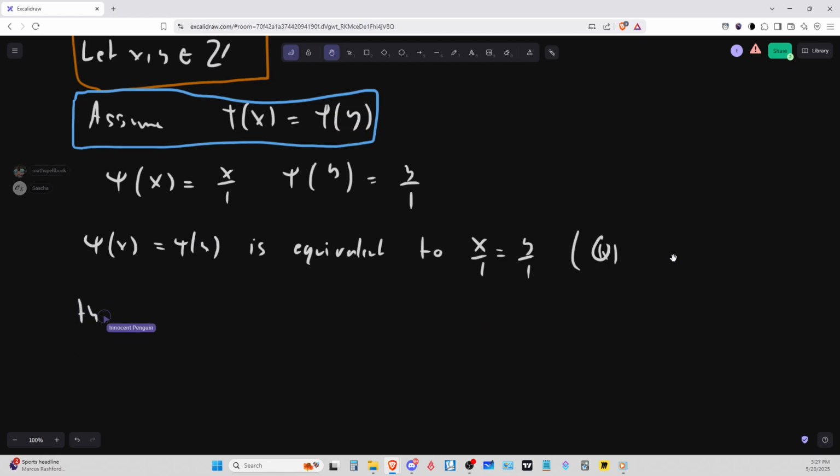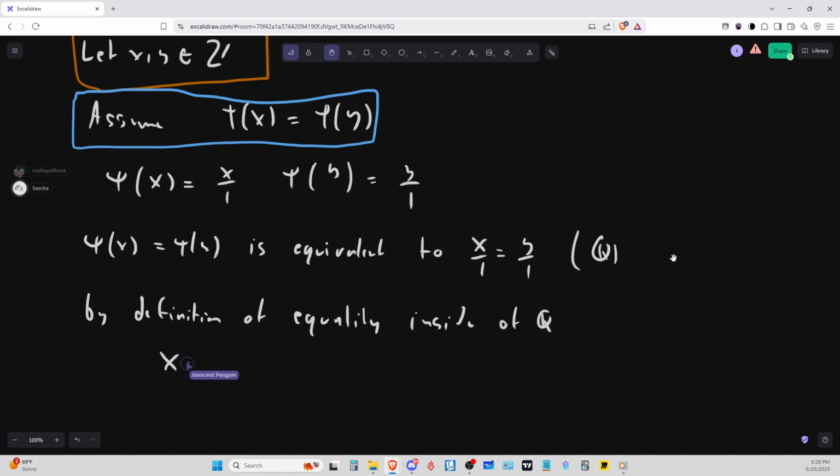So maybe we can write something like that. By definition of equality inside of Q, it means that x times 1 is equal to y. What does it say after equality? Inside of Q. Basically what we wrote before, what it means for two fractions to be equivalent or equal inside of Q. It means that we have the cross ratio like that.